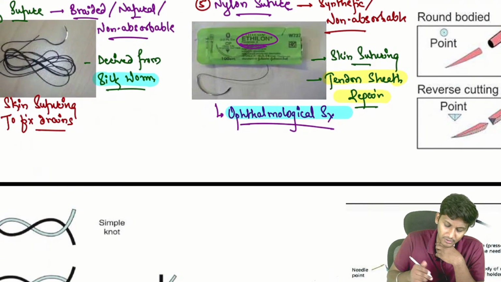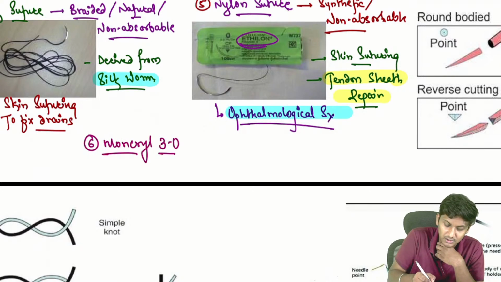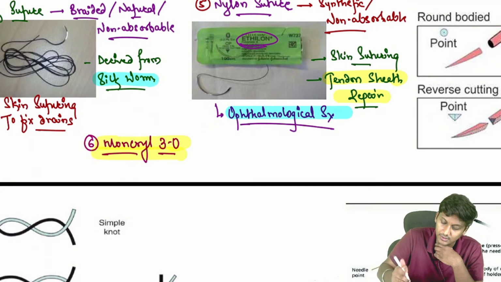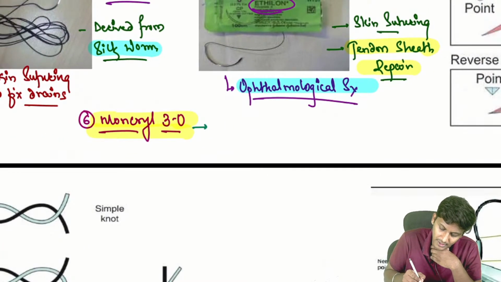And the last important suture that you have to be aware of, just remember the name and the use, is called monocryl suture. Monocryl 3-0, to be specific, is the best suture for subcuticular suturing. Yes, monocryl 3-0 is the best suture for subcuticular suturing.